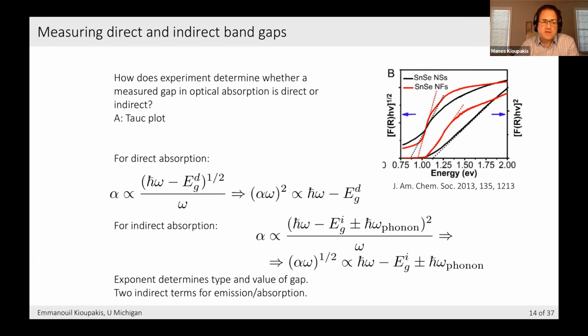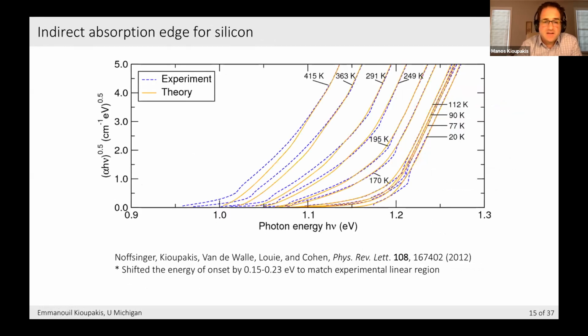So do our theory spectra show the same? And the answer is yes. So these are the results we got back in 2012 for silicon. Here's the calculation of the absorption coefficient times h bar omega raised to the 1/2 power to study the phonon-assisted absorption. And as you see, we find these straight line segments as a function of temperature.